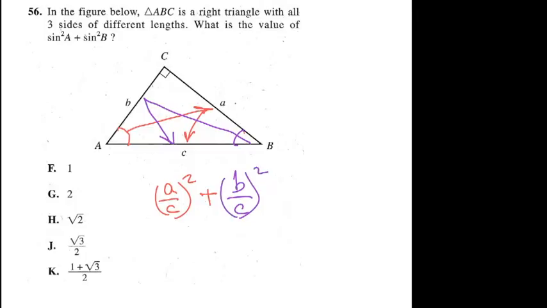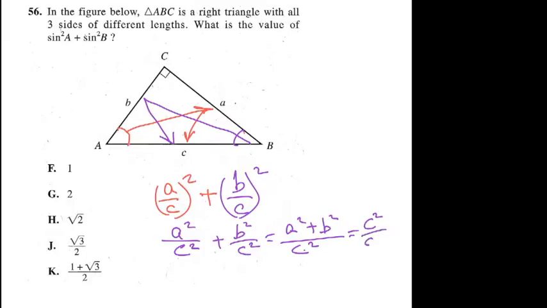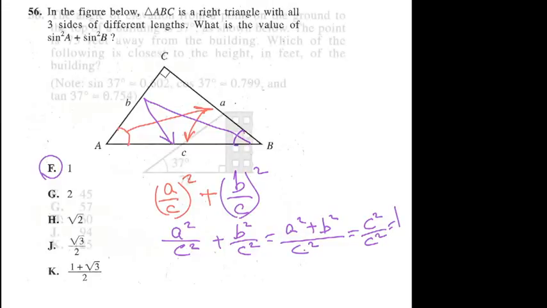What would they equal? Well, we can set this up as A squared over C squared plus B squared over C squared, which equals A squared plus B squared over C squared. And at this point, you want to recognize that since it's a right triangle, A squared plus B squared equals C squared, and we just get C squared over C squared equals 1, making F the answer.